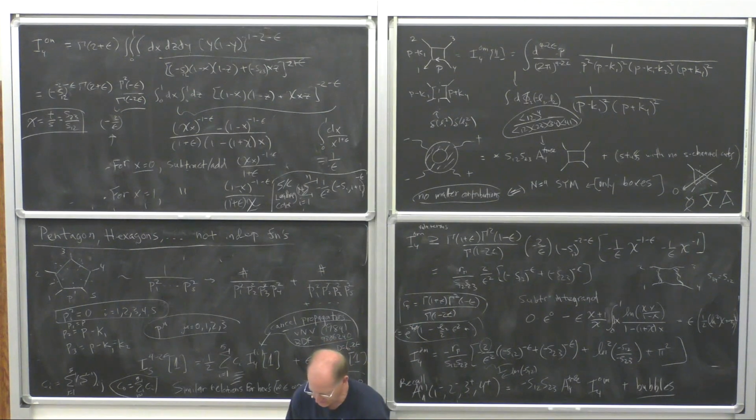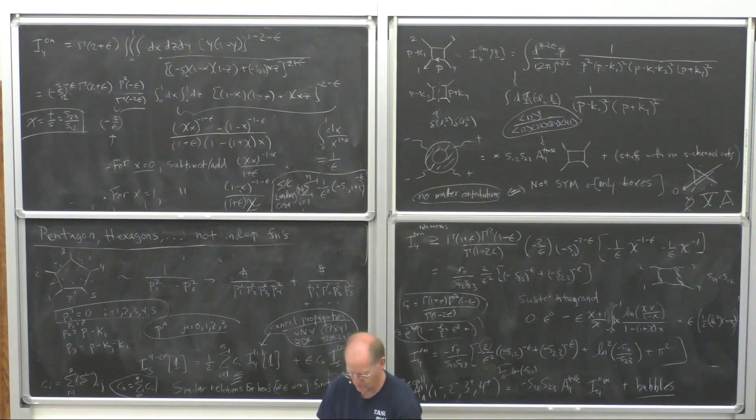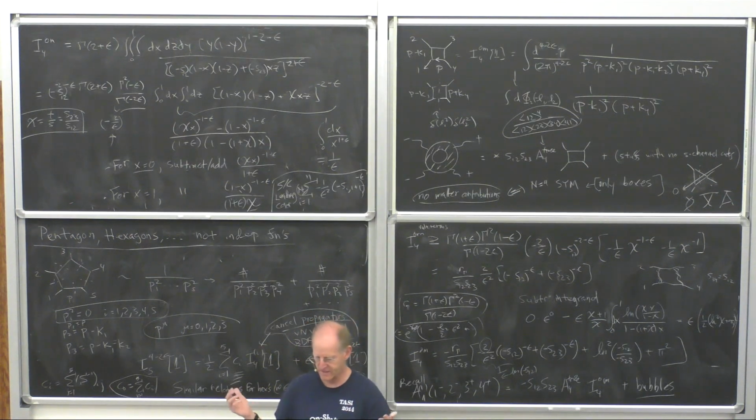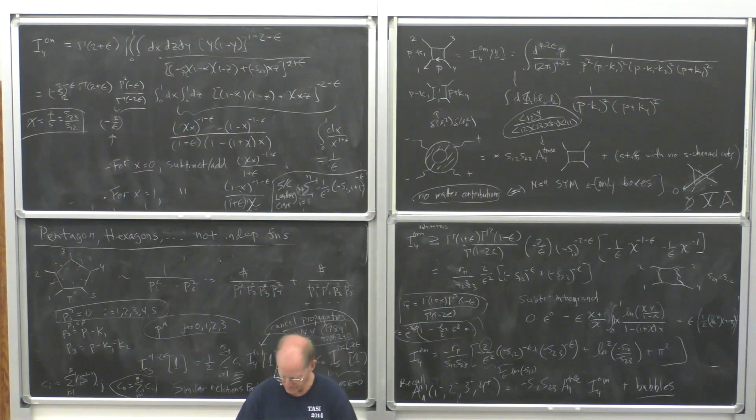So with those results, every amplitude is a linear combination of boxes at one loop, up to these higher order corrections, and triangles and bubbles. And then the task of unitarity is to determine the coefficients of all of those.